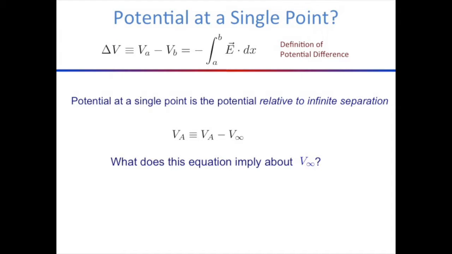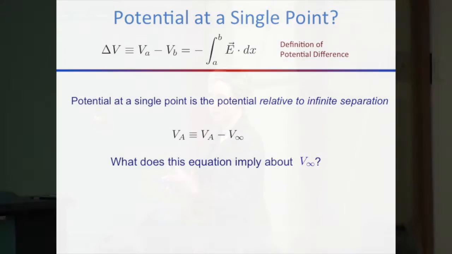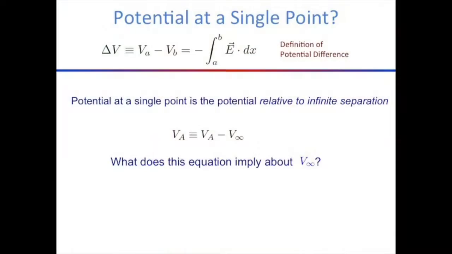So the potential at a single point we'll define mathematically as the potential, V_A, potential at point A, defined as, three bars means defined as, V_A minus V at infinity. So look at that mathematics and tell me what must be true about V infinity, the potential at infinity, for me to be able to make that definition of the potential at a particular point. I have V_A defined as V_A minus V infinity. So I'm getting a big fat 0 from the back of the classroom, thank you.